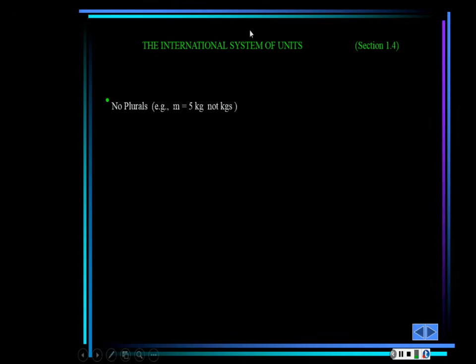So one of the things that you have to do is that you don't use plurals, so you don't write kilograms as KGS, you write kg. Of course you pronounce it kilograms, you say 5 kilograms, but when you write it, you don't put the S.